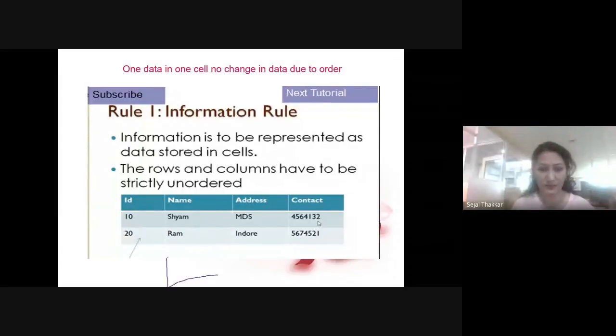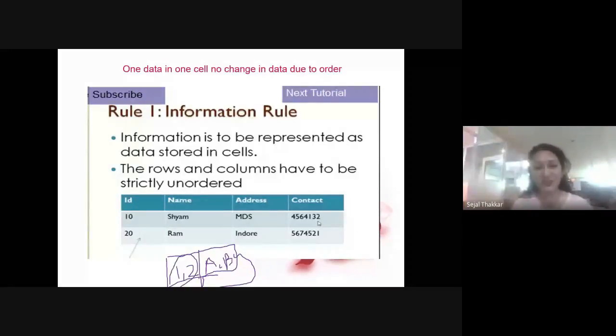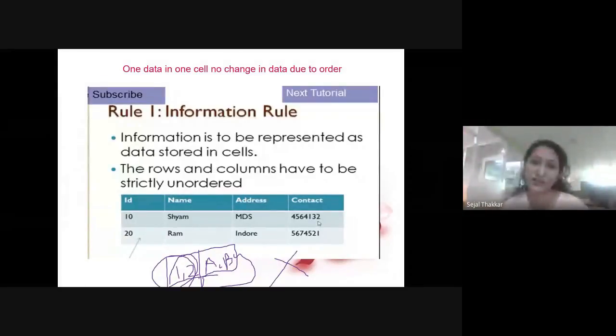They are giving you such a kind of table, right? And what they try to do is put values like this: 1, 2, then name, suppose A is a name, comma B is a name. So they are putting more than one value, separated by a comma, in one cell, which is not acceptable. As per rule 1, known as the information rule, information is to be represented as data stored in a cell. The row and column have to be strictly unordered. It means that one cell will contain only one value. It doesn't matter whether it is ordered or not.